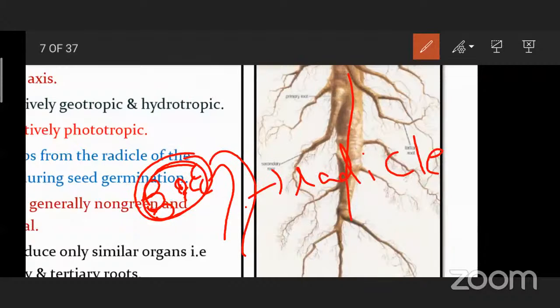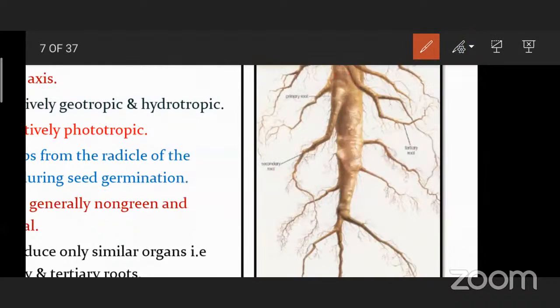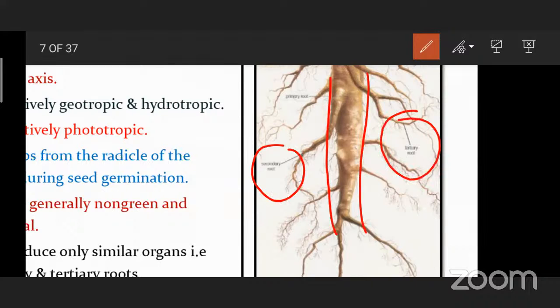It grows downwards into the soil. This is the descending part of the plant axis. The roots are generally non-green and cylindrical in shape. They produce only similar organs, that is, secondary roots and tertiary roots. Okay?